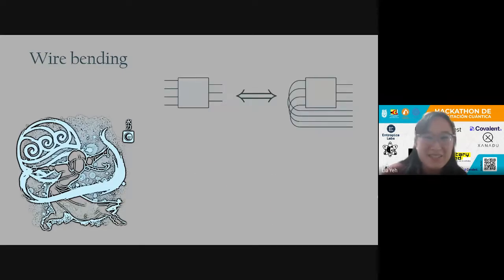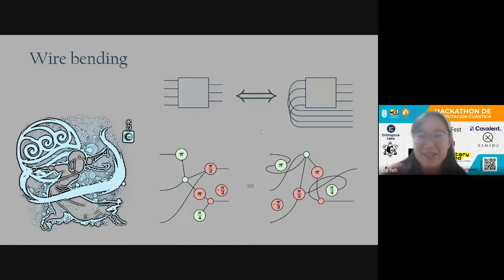I just wanted to show some wire bending. As I said before, take this diagram on the left here, and you can bend the wires any which way you want, as long as which ones are the inputs and which ones are the outputs is preserved. And this one right here has no inputs and no outputs, so it's called a scalar. It's just a number, a complex number of any magnitude in general.